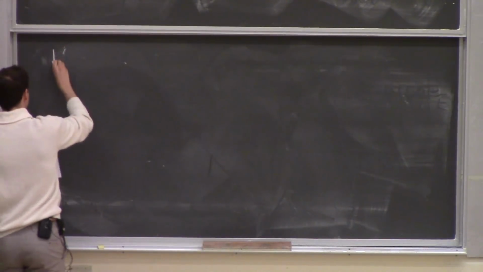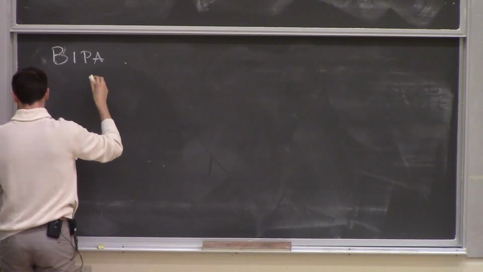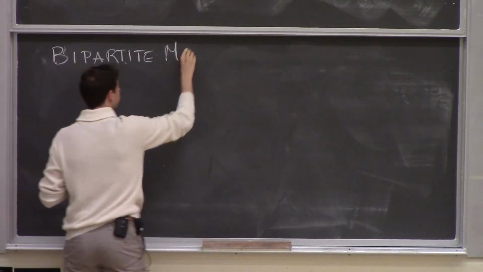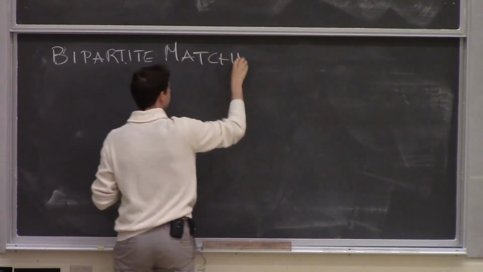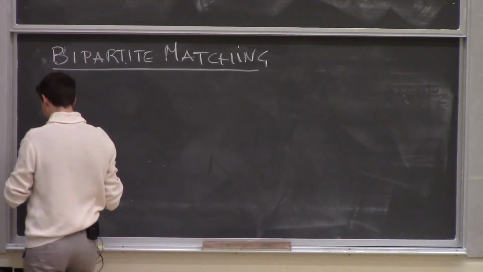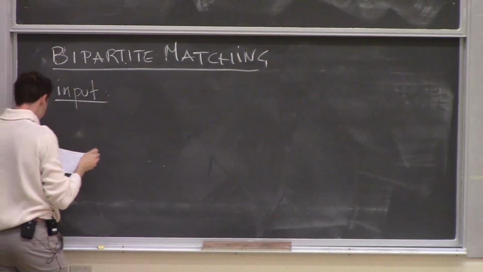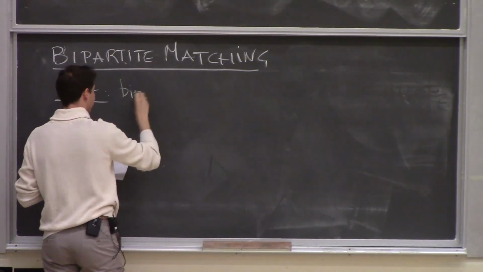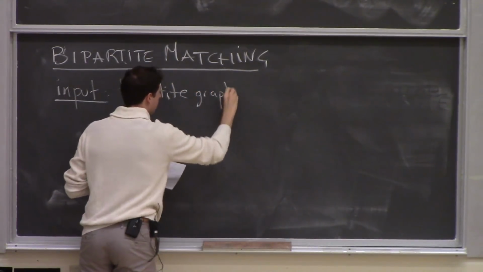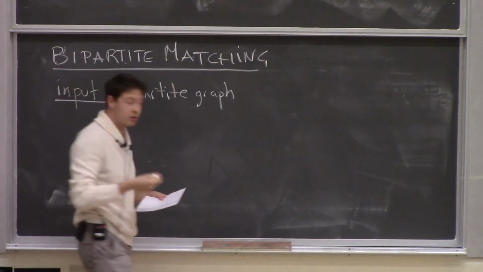So let's start like usual. Let's talk about a problem. So we're going to talk about the problem of bipartite matching. Okay, so the input is going to be a bipartite graph. So what is a bipartite graph? It's a graph that has 2 parts, right? That's what it says. So what are these 2 parts?